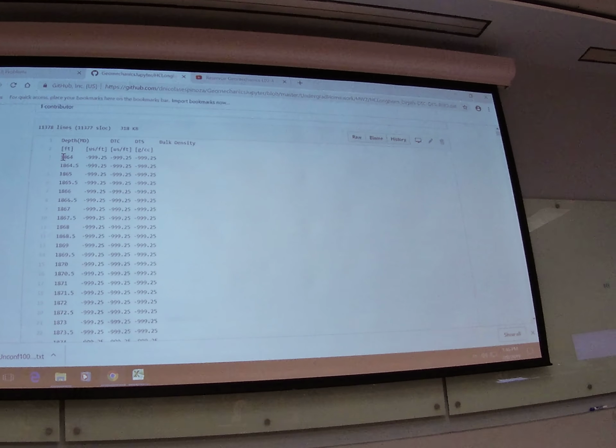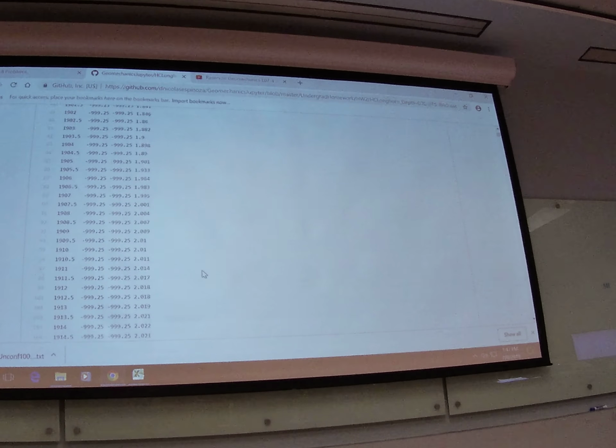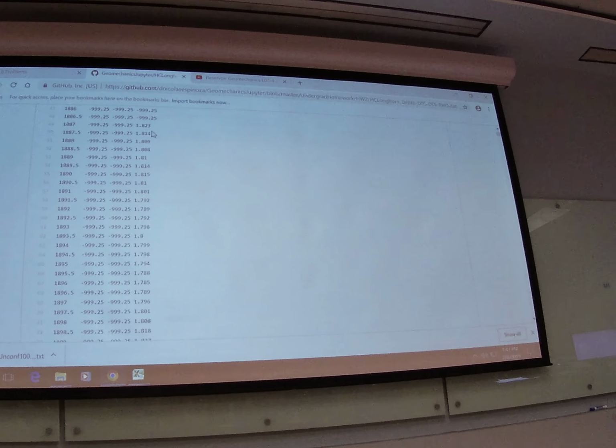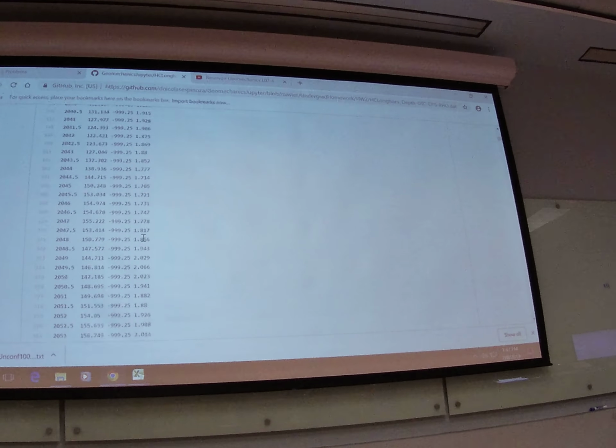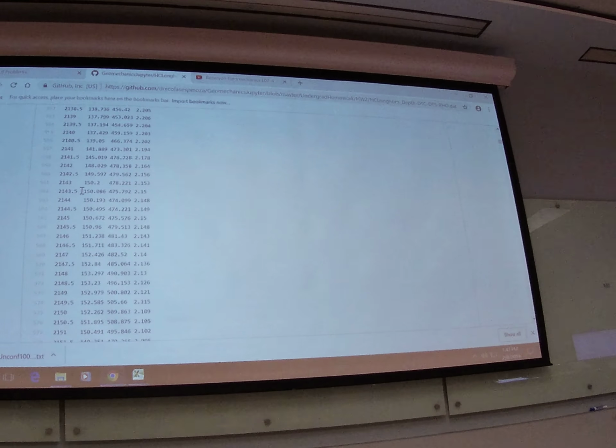It starts at this depth and it ends at 7,000 something. These values, negative 999, mean that there is no data, okay? So don't pay attention to those. But if you go down, you will see that at some point you start to see actual data, at least for the bulk density. And if you go down more, now we have compression velocity and bulk density. And if you go deep enough, now you have measured depth, compression velocity, shear, and bulk density. So now you have measured depth and you have density.